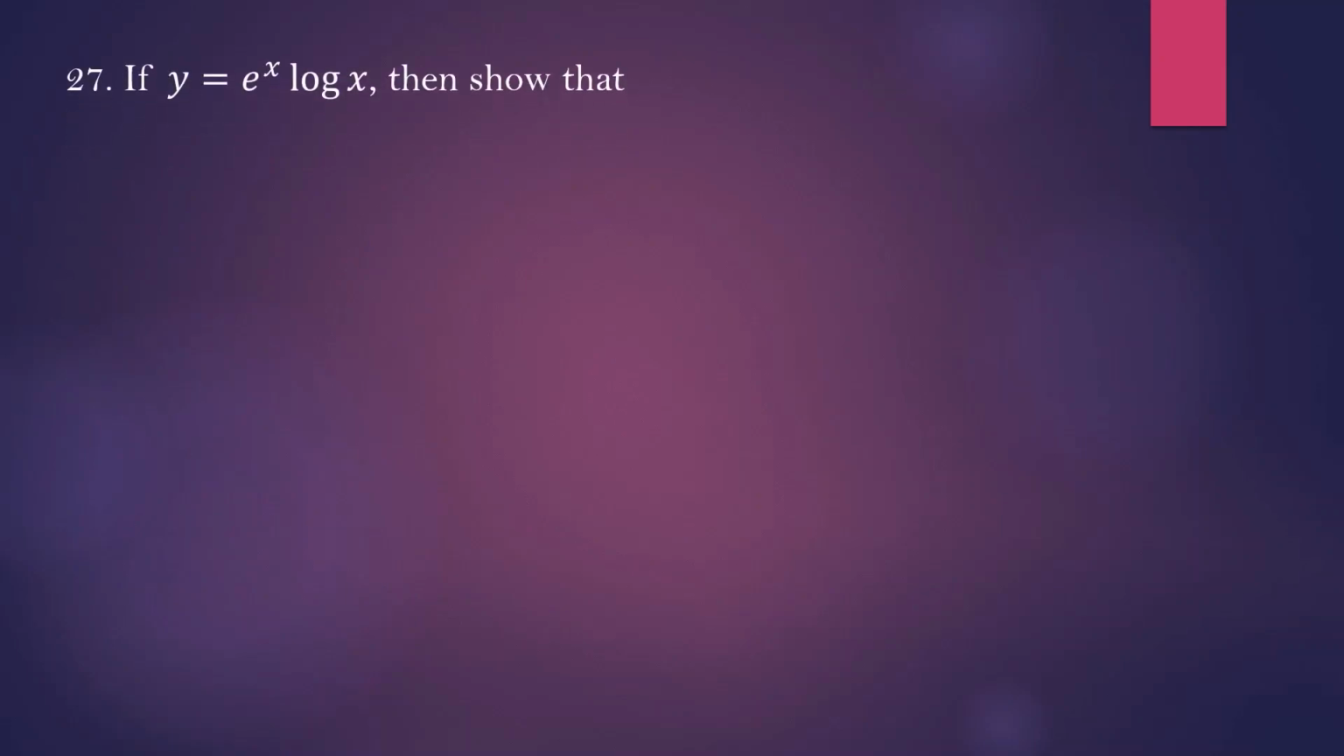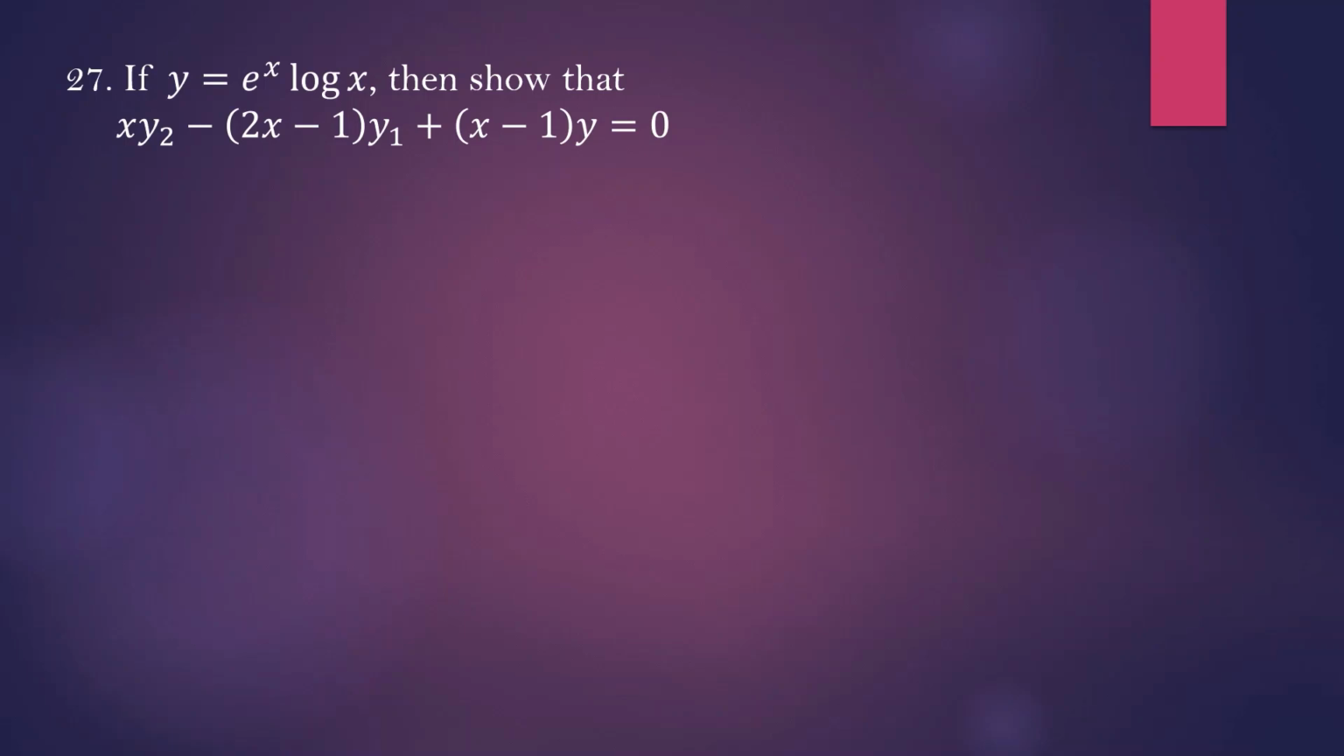Now you see this question. If y is equal to e to the power x log x, then show that x y2 minus twice x minus 1 into y1 plus x minus 1 into y is equal to 0. So we begin with the given expression.